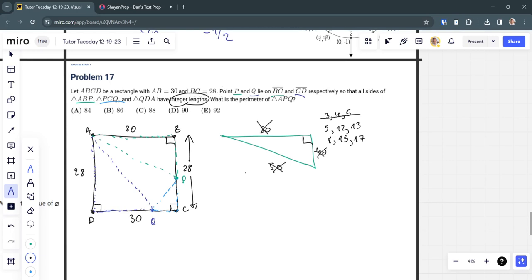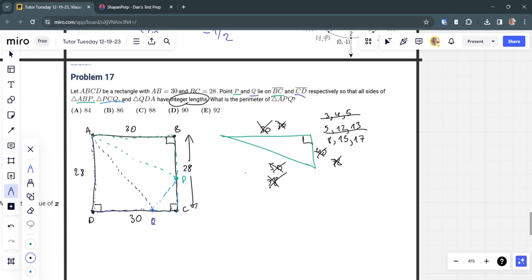We could try 5, 12, 13. So I think that if we wanted that to be an integer, the 5 would factor into the 30. So we'd multiply everything here by 6. Then it would be 30, 72, and 78. But that's also too big, right?